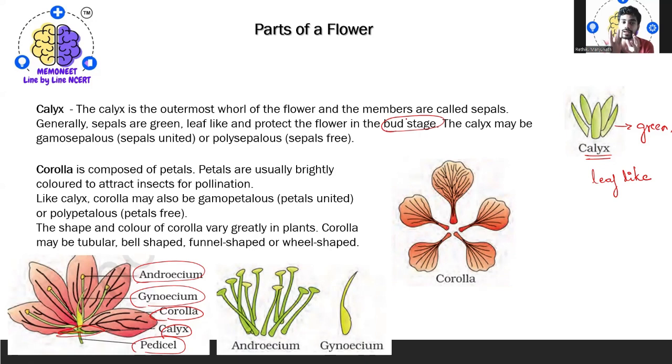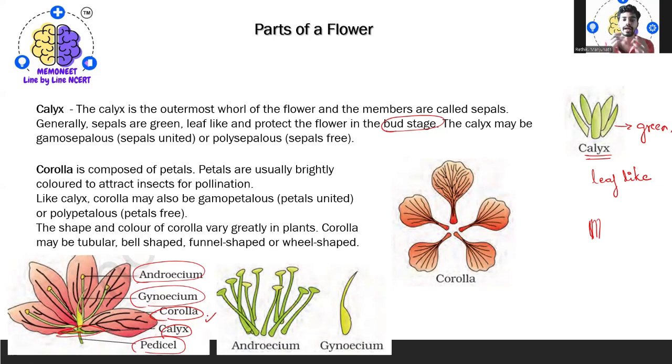Then it may be gamosepalous. That is, the sepals might be united, okay, or polysepalous. That is nothing but the sepals might be free. United in the sense they are attached to one another and fused, or else they are separated, independent, something like that. So this is all about the calyx. Next, moving on, we have what?